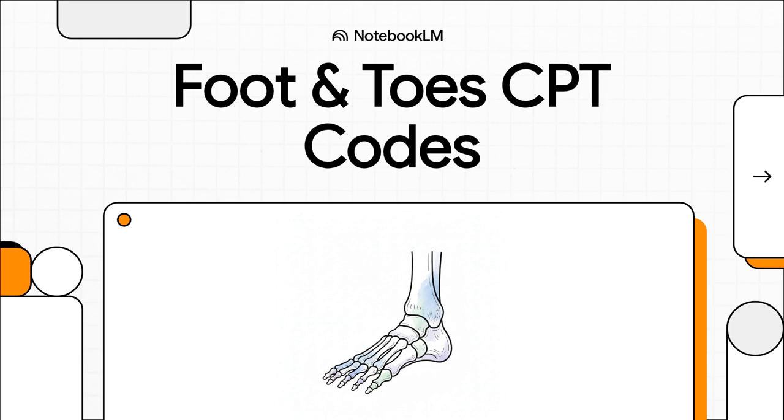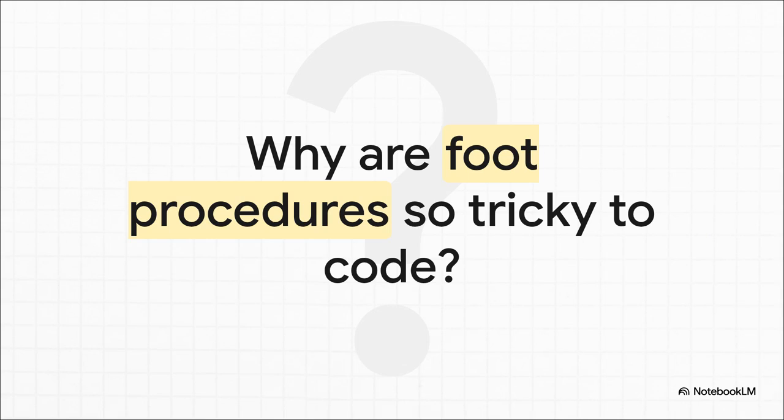But before we even look at a single code, I want you to think about this for a second. Why is the foot literally notorious for being the trickiest part of the musculoskeletal codebook? It's a massive trap for coding errors, right? Well, the secret to preventing those errors and keeping those claims from getting denied isn't just about memorizing a bunch of numbers, it's about completely mastering the physical anatomy. You absolutely have to know exactly where your surgeon is working.